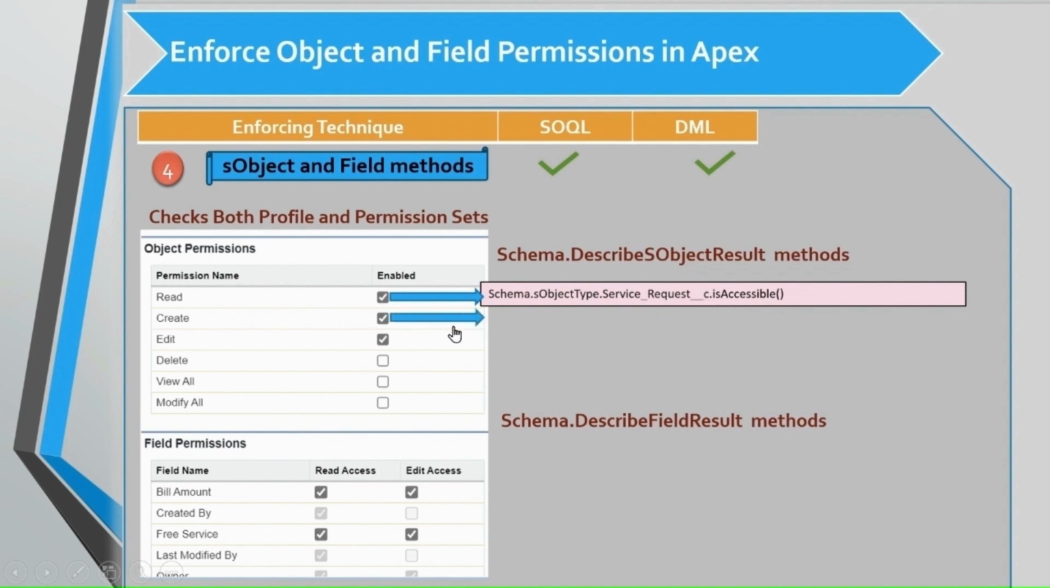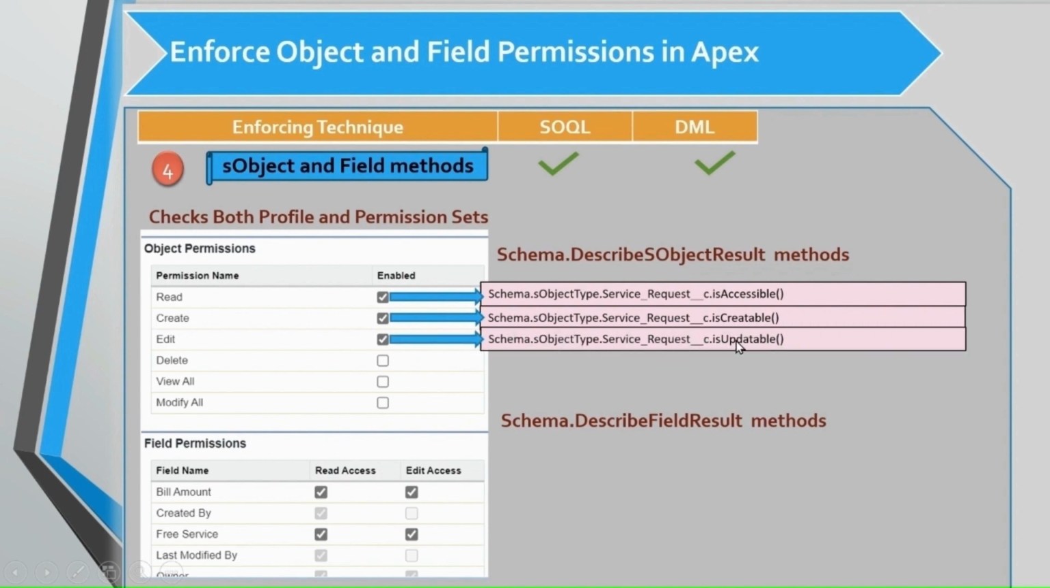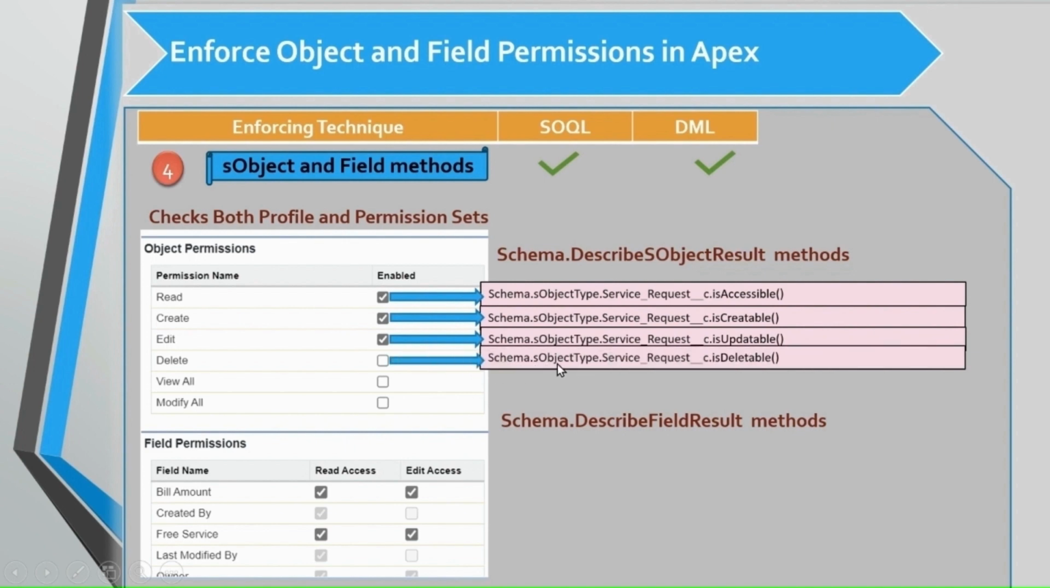Same way for the create, we use Schema.sObjectType.objectName.isCreatable. For edit, we will use isUpdateable. For delete, we will use sObjectType.sObject.isDeletable method. Please note that these methods internally check for both profile level and permission set level for the current user.